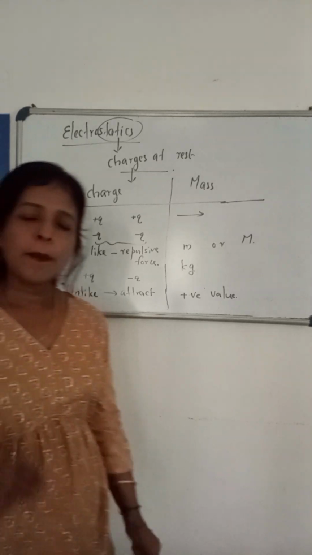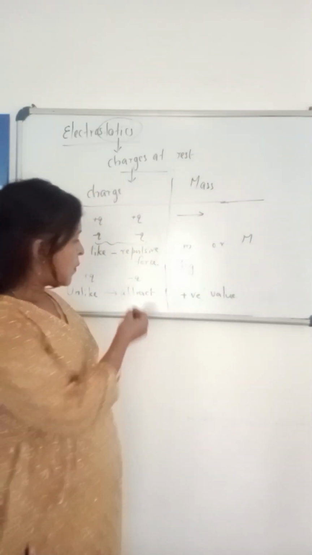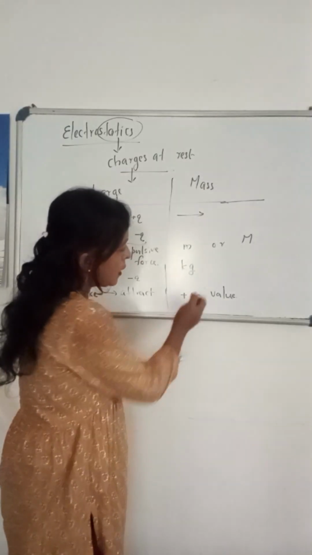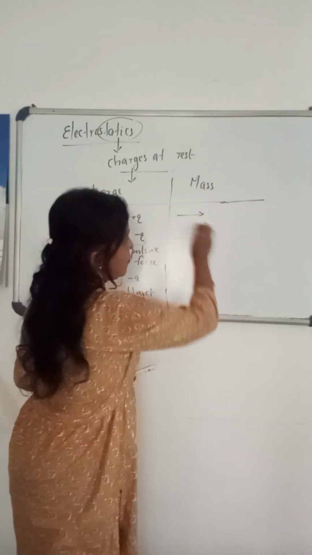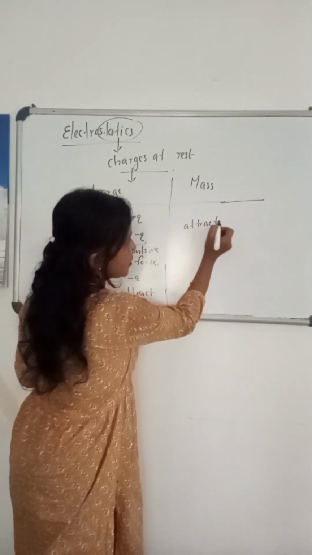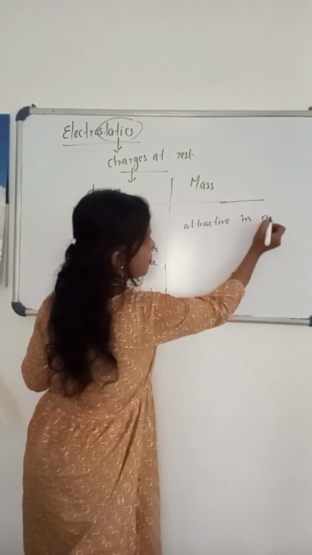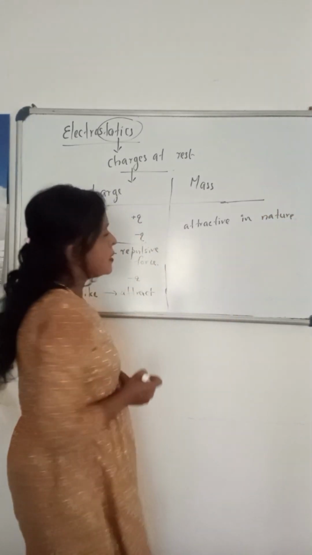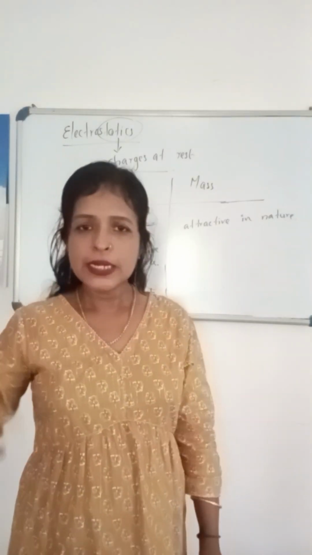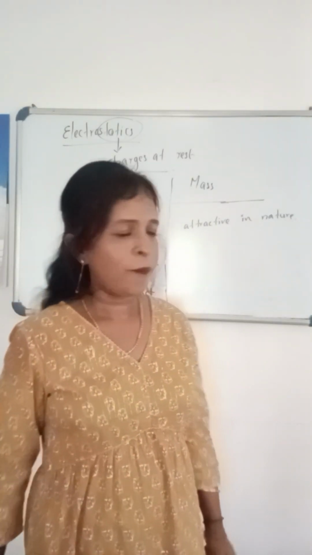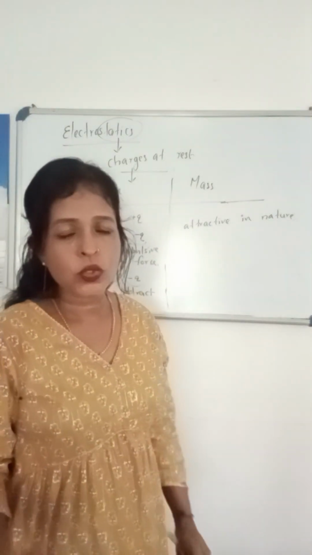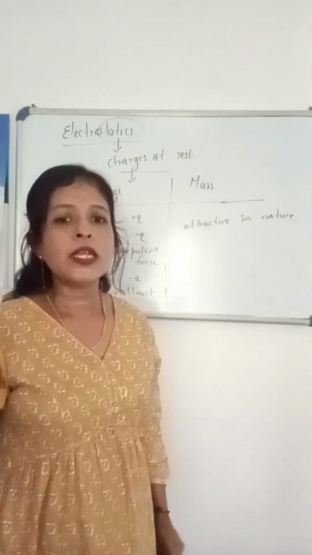But in the case of mass, there is only a positive value. We can't see any repulsive force between two masses. That means only the attractive force exists, attractive in nature. Then, in order to consider the force between charges, we deal with another law, that is Coulomb's law. Here the force of attraction or repulsion is known as the electrostatic force, and it comes under Coulomb's law.